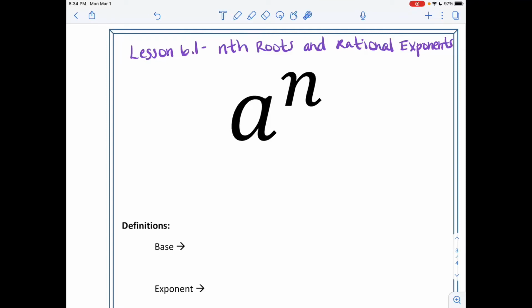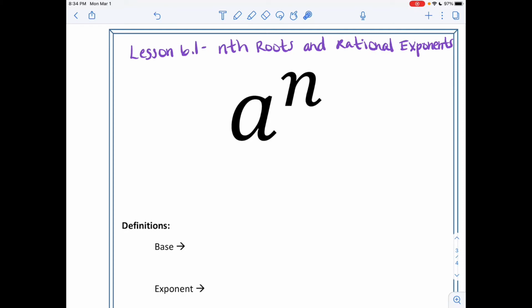Hi everyone, today we're going to be talking about lesson 6.1, which is nth roots and rational exponents. But before we really get into the topic for today, I want to spend a little time reviewing some of the properties of exponents that you learned in Algebra 1.